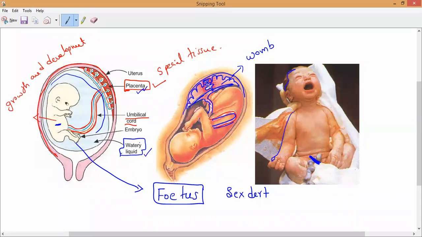This is a watery liquid, because the baby is inside the mother's womb, a protected watery liquid. That liquid is this one. Now in this picture you can see that the umbilical cord is not even cut. It is still attached to the baby. Once it is born, they will cut it and tie it to separate the newborn baby from the mother.